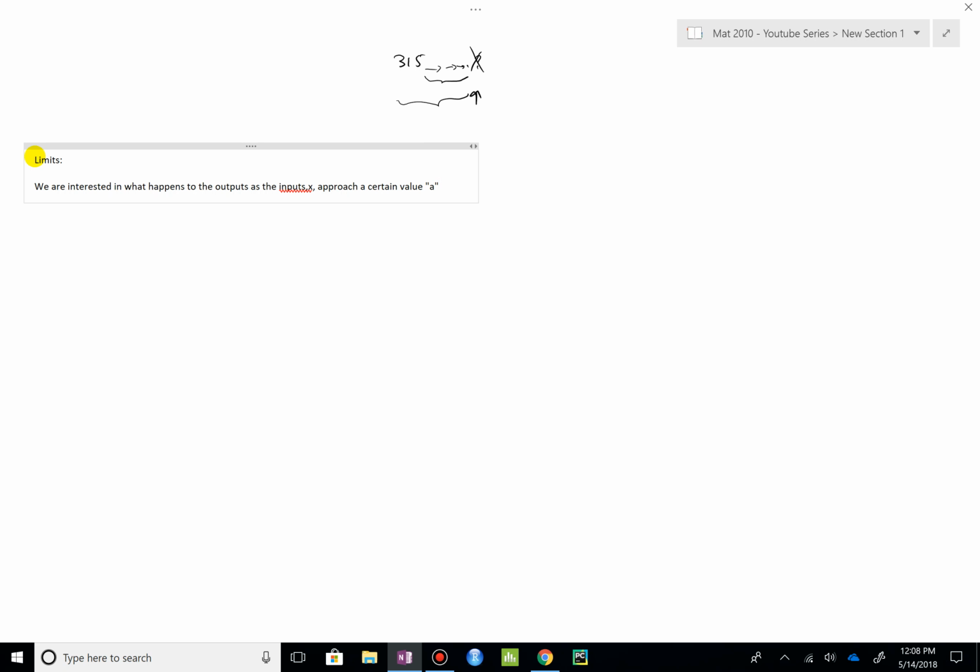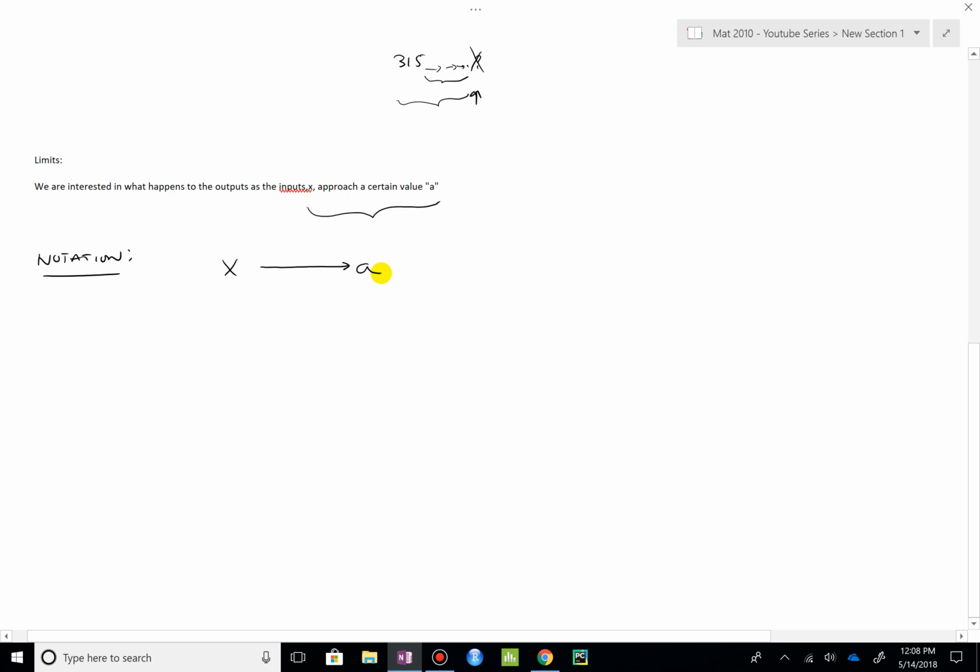Okay, so what does this look like? We need to talk notation because we're not going to keep writing this. This is not math. Math is all about doing things in a clean and concise manner. So let's talk about notation. Okay, notation-wise, we use this. To symbolize this, we say x approaches a value a.